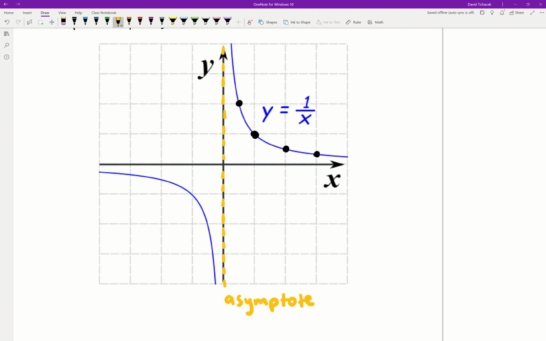And it actually goes the same way horizontally here, okay? So the x-axis represents the horizontal line, y equals 0, and for the same reason, we are not going to be able to find the reciprocal of 0, and so that is going to be another example of an asymptote, although that one would be a horizontal asymptote, okay?